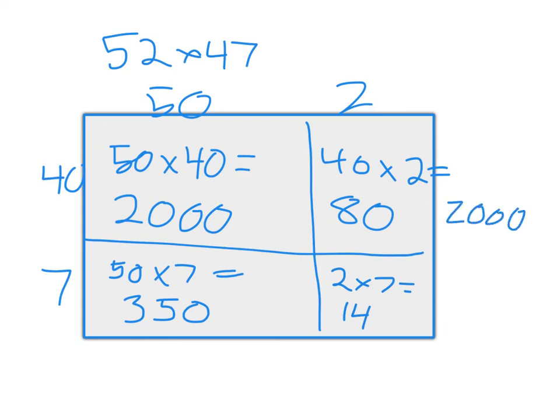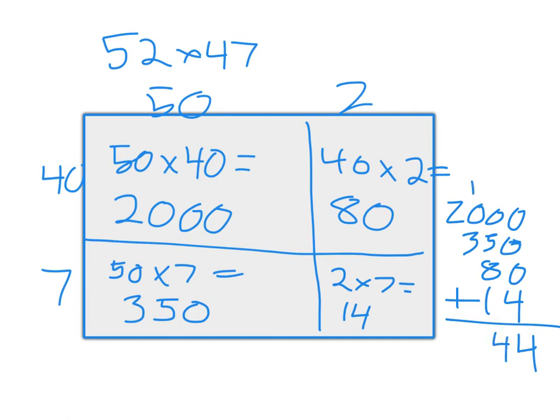So the last thing we do is we add up all of our partial products. 2,000, 350, 80, and 14. We have 4. We have 14. We have 4. We have 2. So 52 times 47 is 2,444.